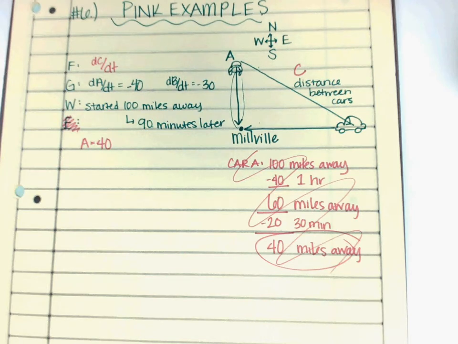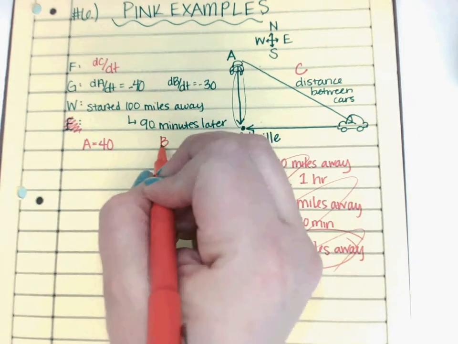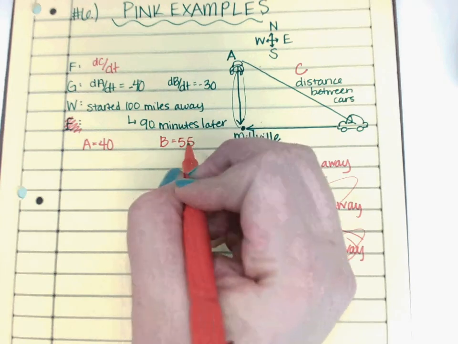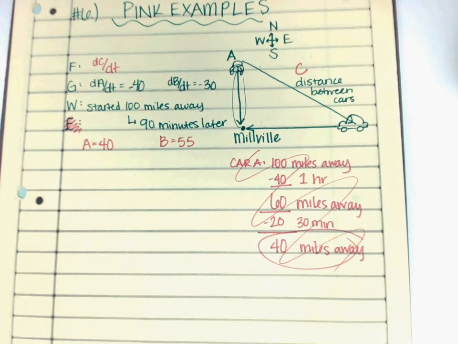Let's talk about car B. How far away is he? 100. In the first hour, how much closer is he? 30, so he'd be 70 miles away still. Then in an extra half hour, how many is he going to make it? 15 more miles past 70, he's going to make it to where? 55. Just B. Yeah. Now I know my A and my B.